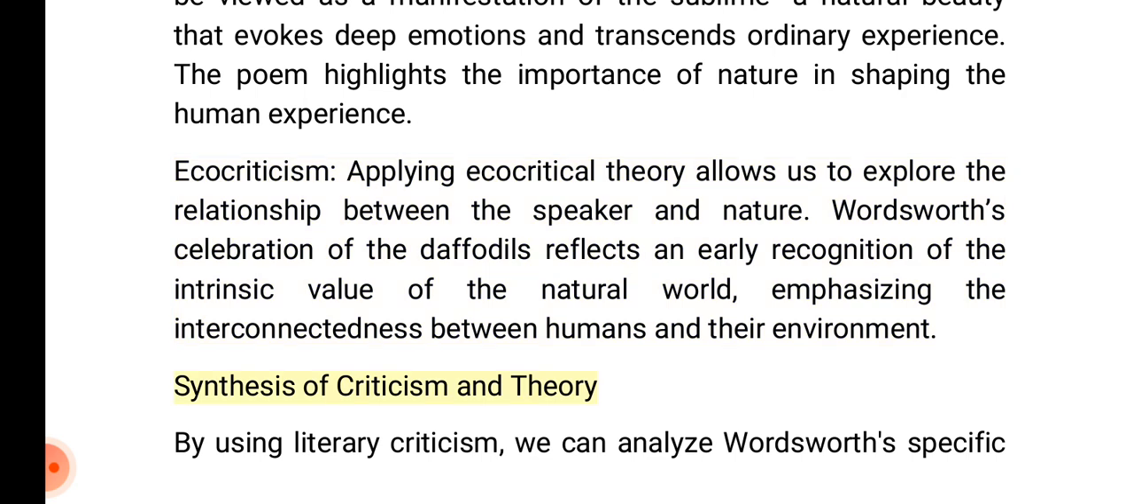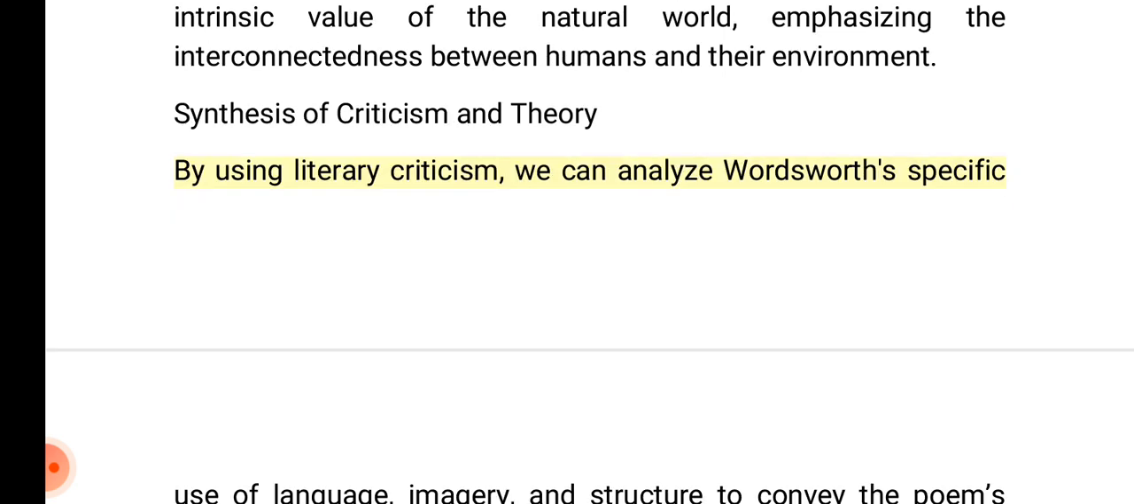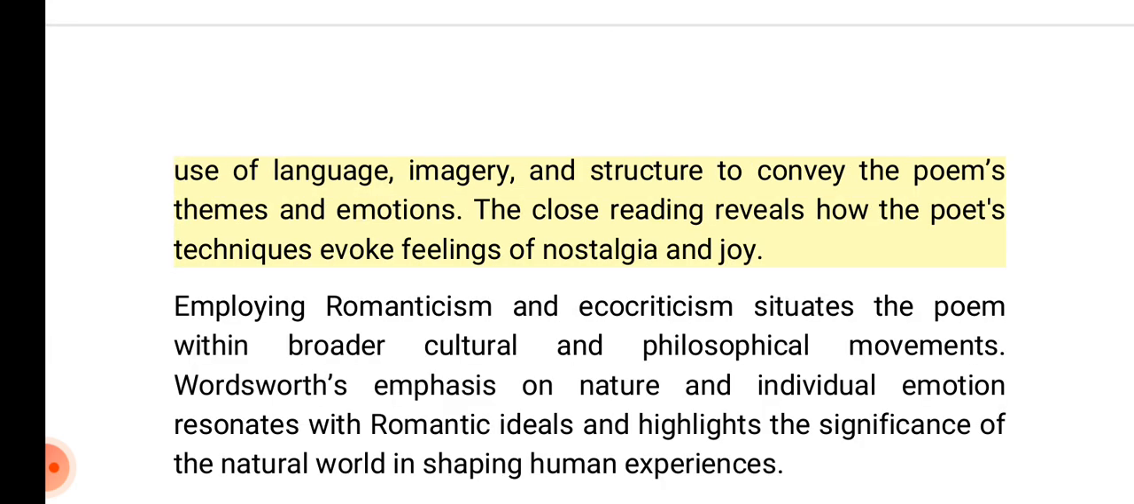Synthesis of criticism and theory. By using literary criticism, we can analyze Wordsworth's specific use of language, imagery, and structure to convey the poem's themes and emotions. The close reading reveals how the poet's techniques evoke feelings of nostalgia and joy.